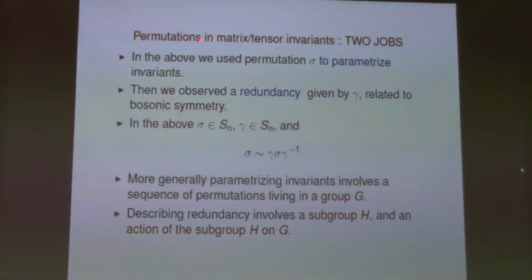So in the more general applications to matrix and tensor invariants, what will happen is that you will have a sequence of permutations, maybe living in a product of symmetric groups, and then you have a subgroup which will implement the gauge redundancy, the redundancy in this parameterization.